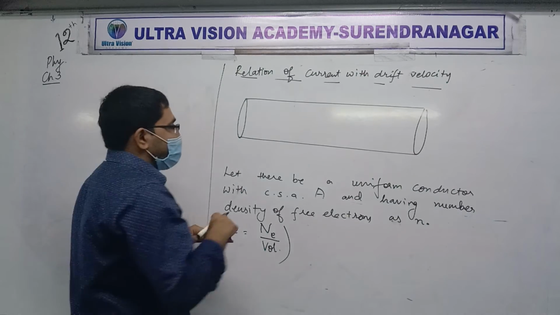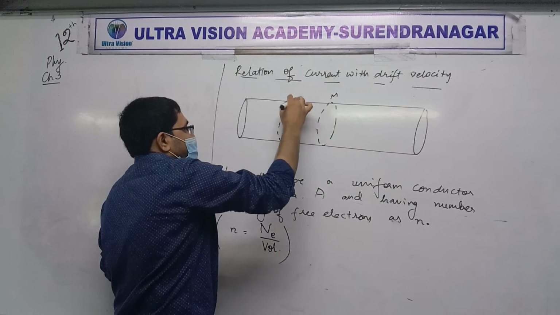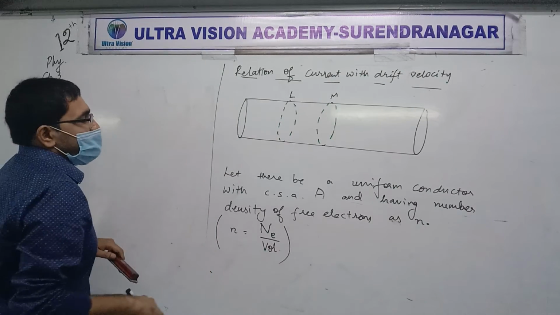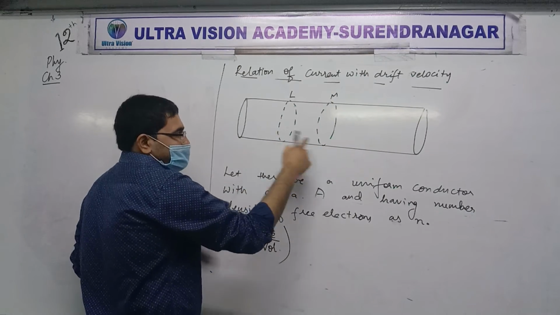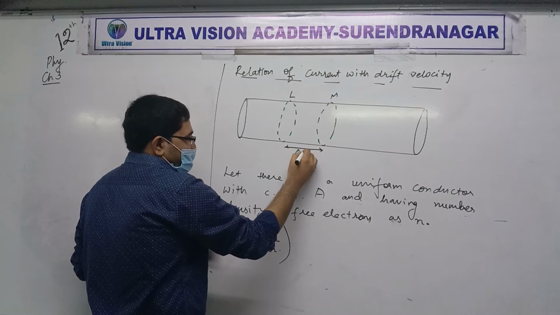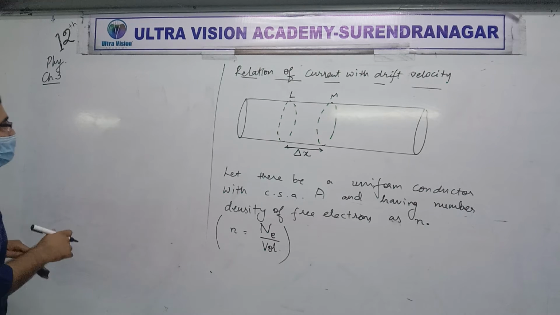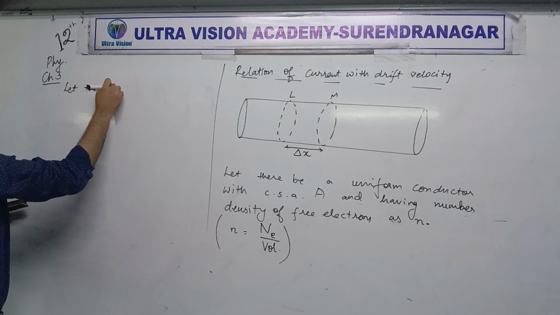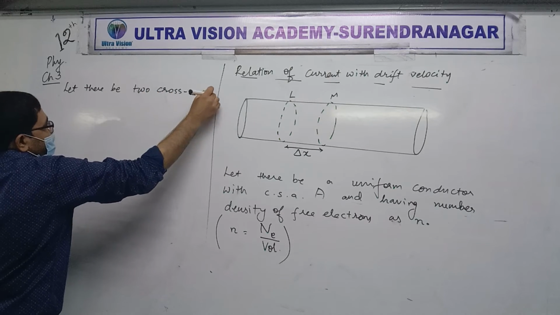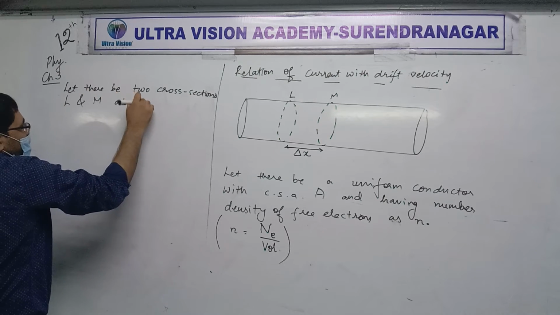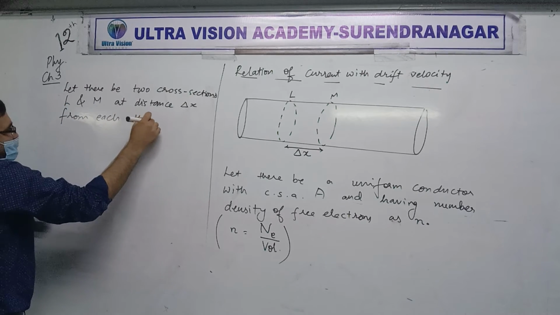Now over here we are going to mark out a particular cross section M. And at some distance there is another cross section. Do you understand what I've marked here? Two cross sections, L and M. Suppose the distance between both of them is delta x, you can also write dx. Let there be two cross sections L and M at distance delta x from each other, as shown.